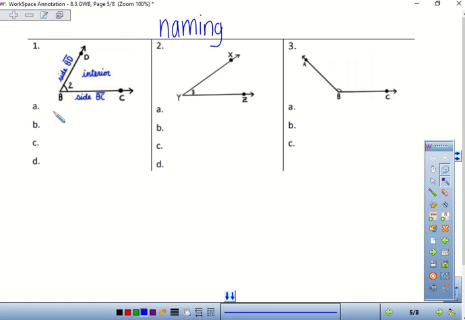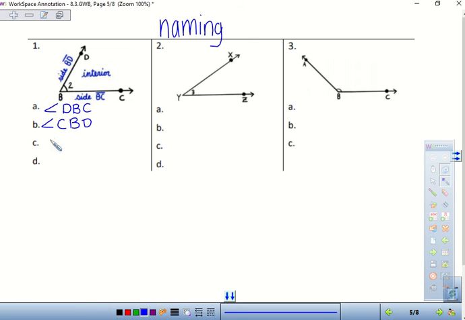So the first way we can name an angle is by the three-letter system. So angle, what would you call this one? DBC. And CBD. Good, and CBD, very good. So angle DBC and angle CBD.